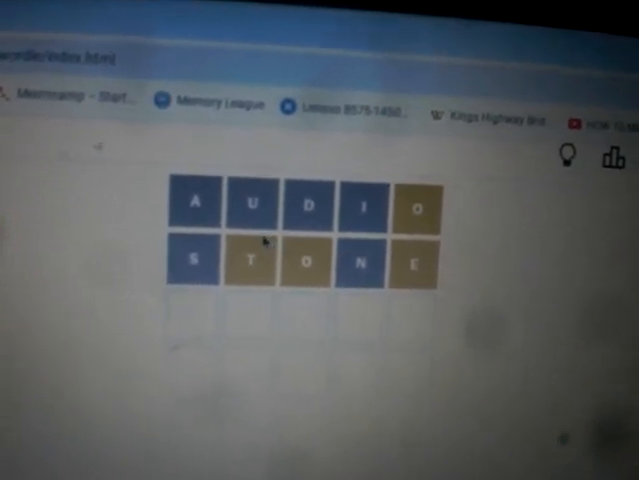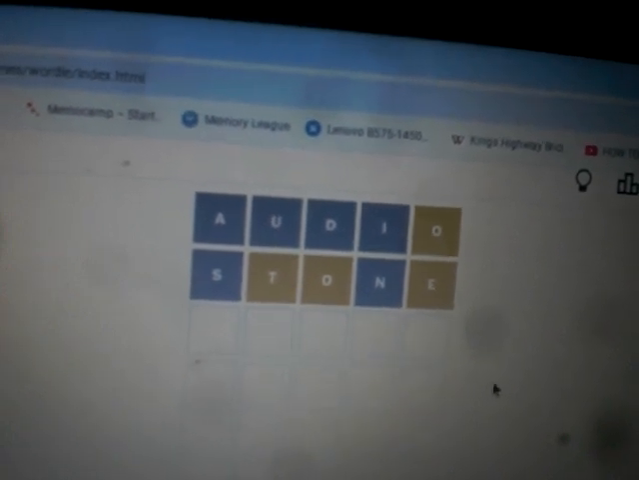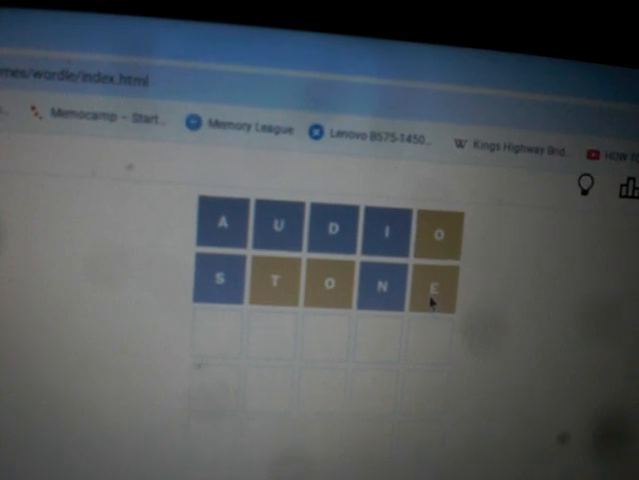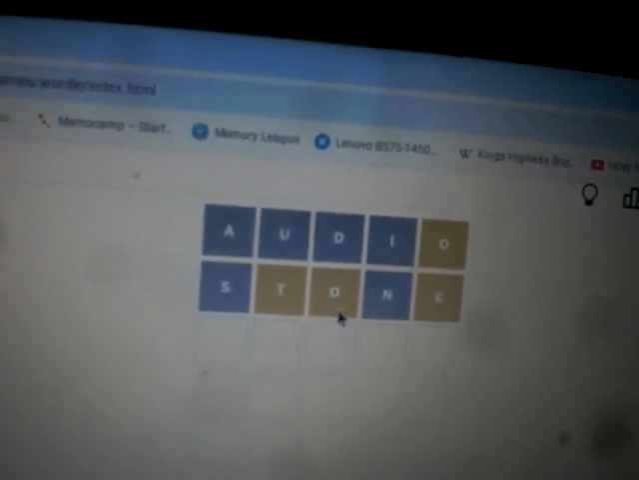Good time to review your vowels. No A, we got the E, no I, got the O, no U. Sometimes Y, so we got either sometimes Y or another E or another O. I don't know if there's going to be another vowel.